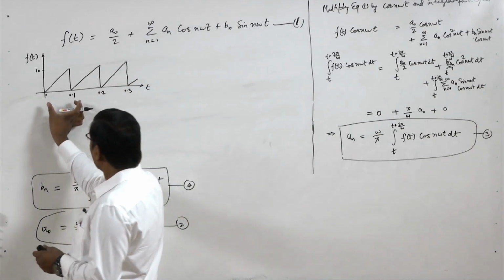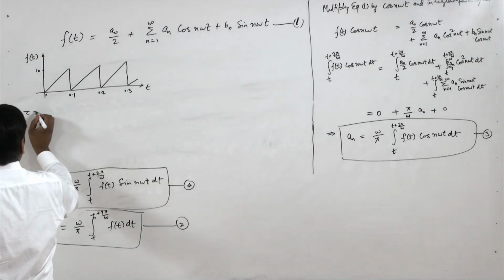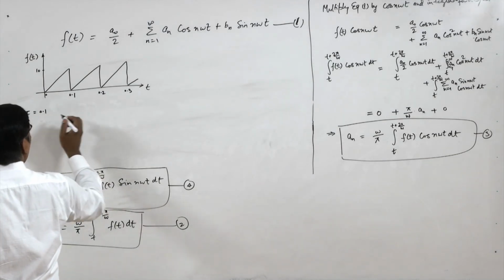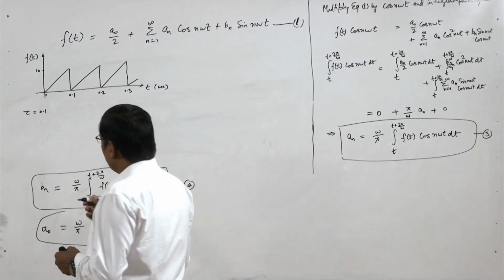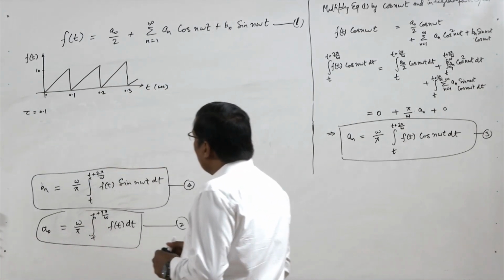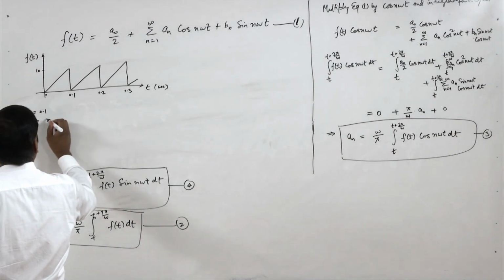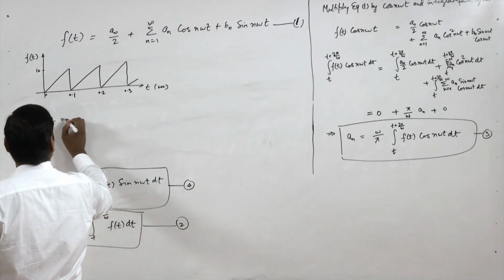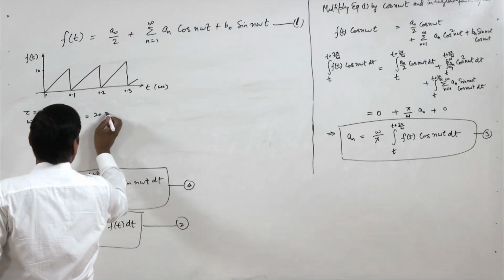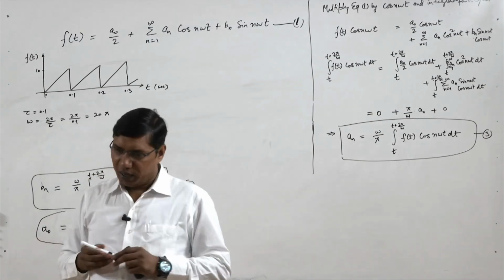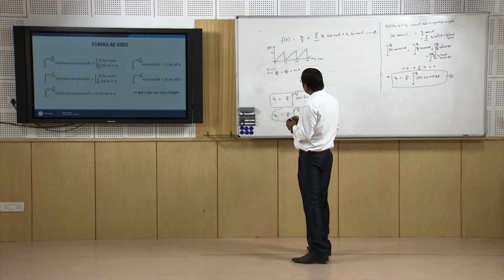It means we have the time period of 0.1. So we have tau, and tau is 0.1. Let's say this is in seconds. So we can find omega, and omega is 2 pi by tau. So that is 2 pi by 0.1, so it is 20 pi. So this is omega, the frequency of the periodic function.